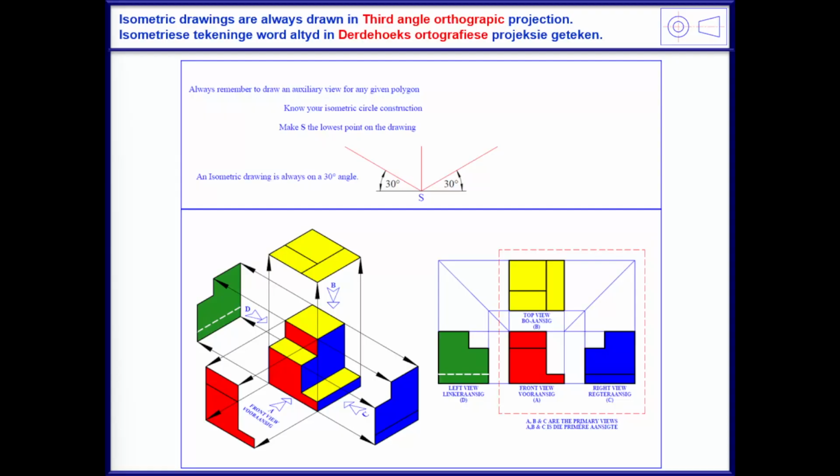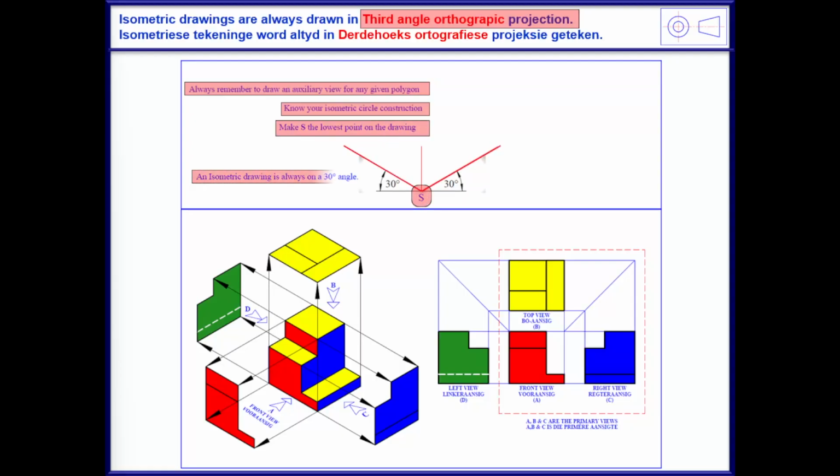First of all, isometric drawings are always drawn in third angle orthographic projection. Always remember to draw an auxiliary view for any given polygon. Know your isometric circle construction. Please take note that the separate presentation on isometric circle construction is also available for viewing. Always make S your lowest point in your drawing, and always remember an isometric drawing is drawn with your 30-degree set square on a 30-degree angle.